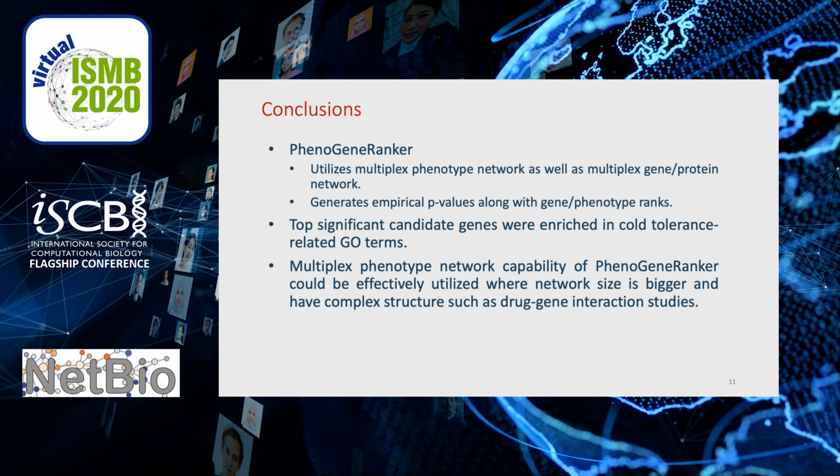So we developed PhenoGeneRanker. It can utilize multiplex phenotype network as well as multiplex gene network. It generates empirical p-values along with gene ranks. Top significant candidate genes were enriched in cold tolerance related GO terms in rice cold tolerance analysis. Multiplex phenotype network capability of PhenoGeneRanker could be effectively utilized where network size is bigger and have complex structures such as drug-gene interaction studies.